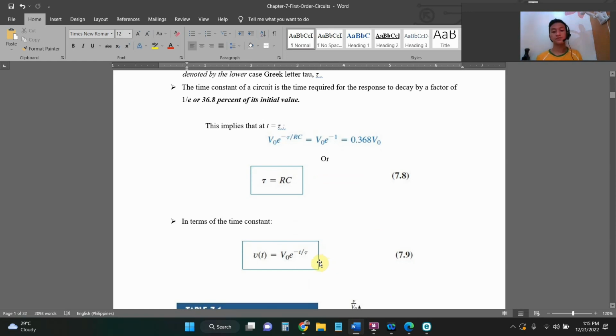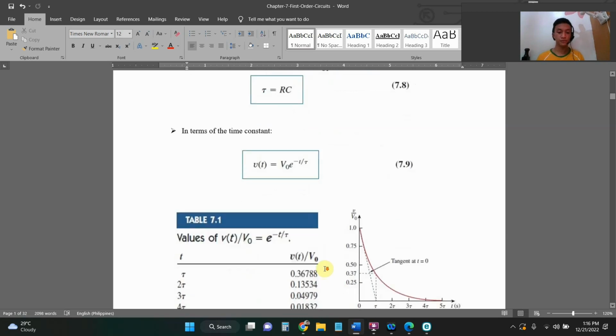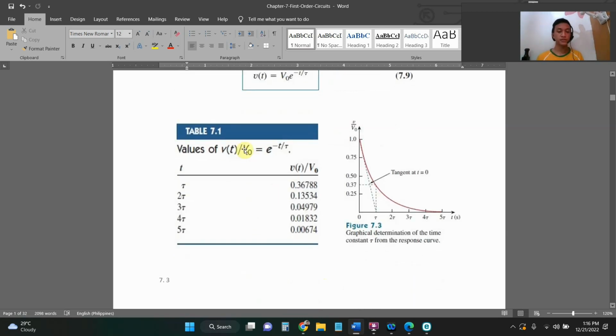In terms of the time constant, v(t) equals V sub 0 e raised to negative t over tau, where tau equals RC, so we can replace RC with the Greek letter tau. These are the values of v(t) divided by V sub 0, which equals e raised to negative t over tau, at times tau, 2 tau, 3 tau, 4 tau, or 5 tau, starting with 0.368 at tau.